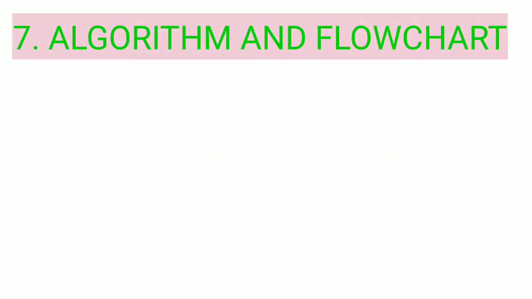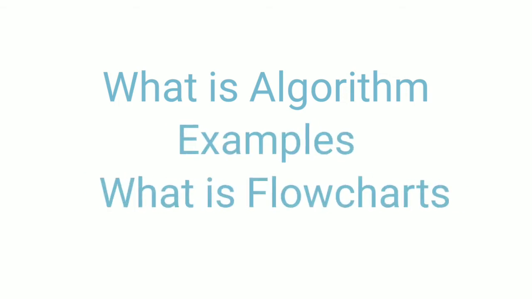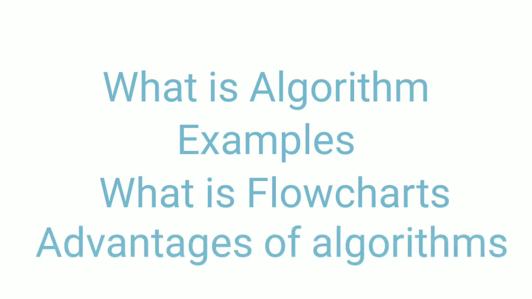Today's topic is algorithms and flowcharts. Last class we already discussed what an algorithm is, with examples, what a flowchart is, and the advantages of algorithms. So today we will recall once again what an algorithm and a flowchart are, and one more topic, loops. Okay, let's start.